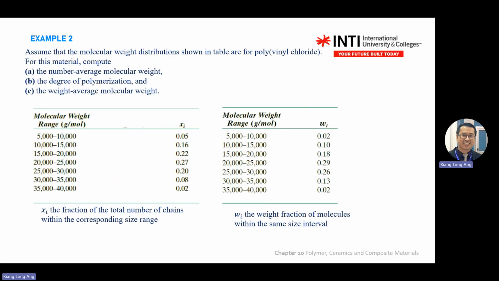So this is another example. Tutorial question, this one is your homework. If you understand example 1, you should be able to do this. This one asks you for number average molecular weight, degree of polymerization, weight average molecular weight. For the first one, you're given the xi. Another one is weight fraction. So what is the difference between fraction of total number of chain and fraction of molecule within the interval? Anyway, the equation is still the same.